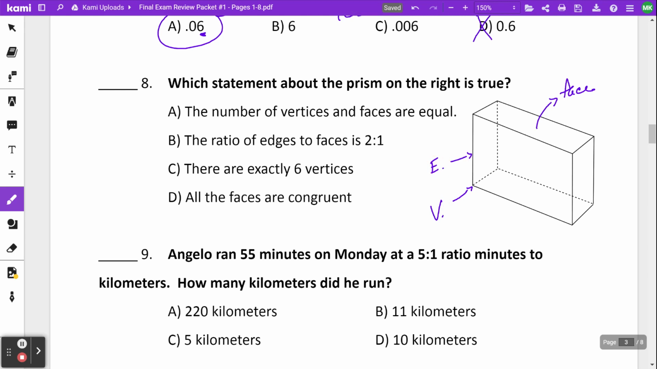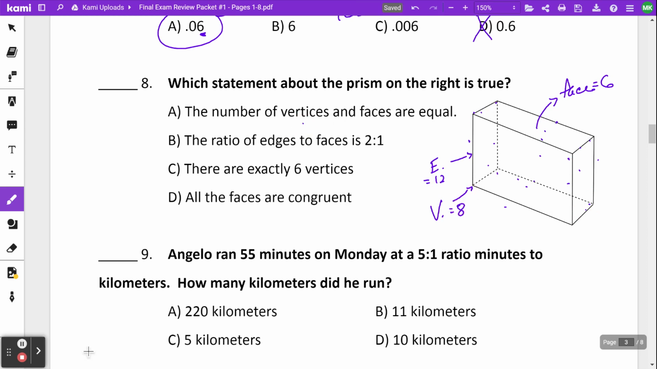So, what's up with this guy? Let's see. I guess we have to count everything up. So faces. 1, 2, 3, 4 around, and then 1 on either side, right? So that's 6 faces. Edges, 1, 2, 3, 4. 1, 2, 3, 4. 1, 2, 3, 4. So it looks like 12. Equals 12. And the vertices, the corners, 1, 2, 3, 4, 5, 6, 7, 8. Okay, so let's see what's up.